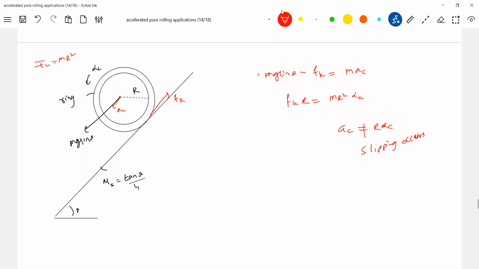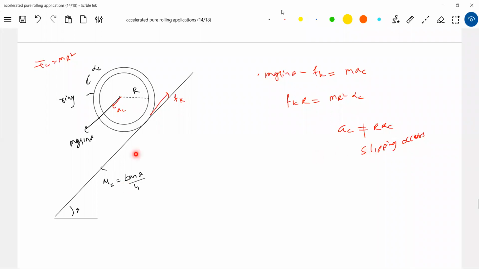Forward slipping or backward slipping? Calculate Fk. So you know Fk, so calculate AC. You know Fk, calculate alpha C. Check it here: AC less than R alpha C or greater than R alpha C. Able to understand the core idea?